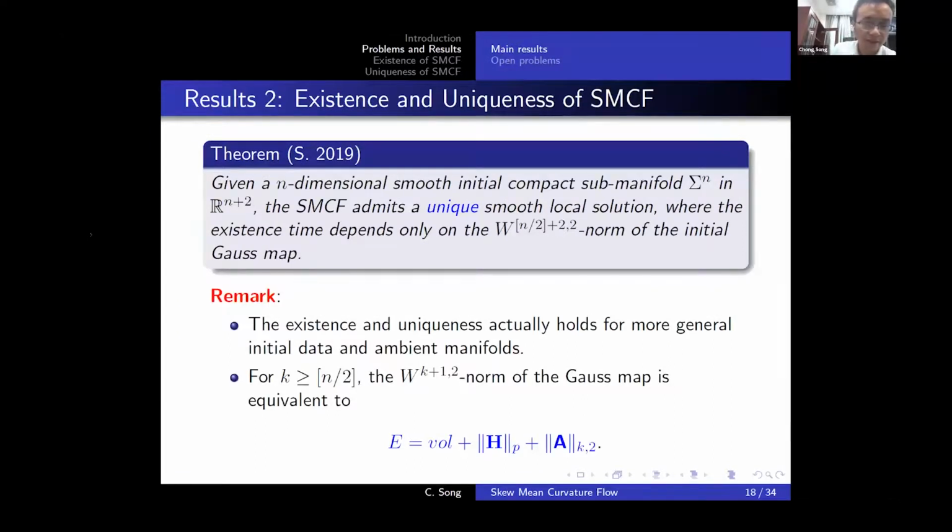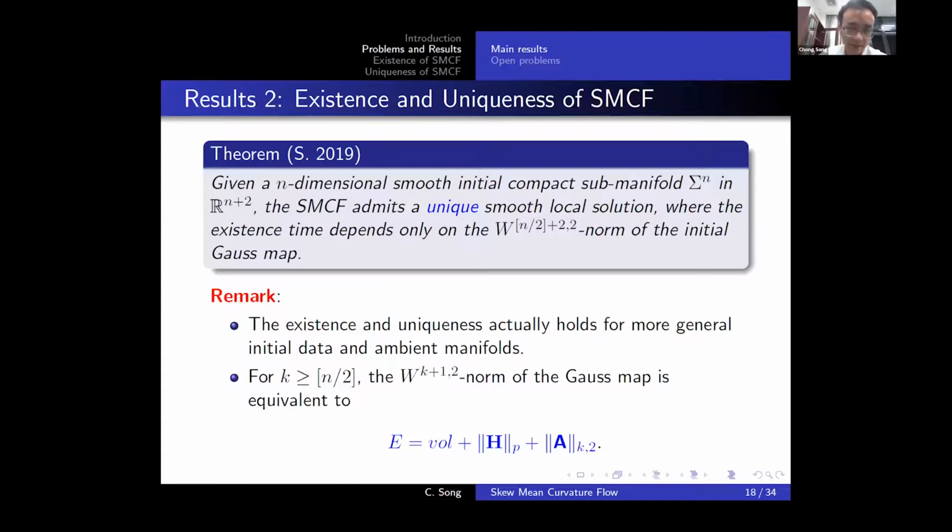So last year, I proved that for any n-dimensional smooth initial compact submanifold in R^{m+2}, we have local well-posedness. Here I proved existence and also uniqueness. And the existence time depends on some Sobolev type norm of the Gauss map.